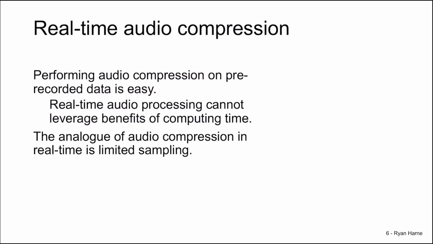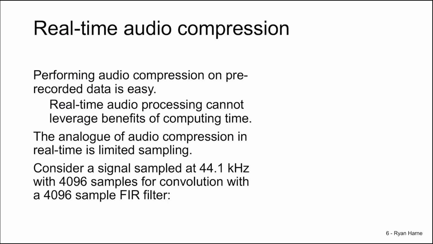So the analog of audio compression when we do acoustic signal processing in real time is using limited samples. So consider a signal that's sampled at 44.1 kilohertz in 12-bit resolution. In other words, we have 4096 samples in each time segment. This will then be convolved with a 12-bit FIR filter that also has 4096 samples in it.